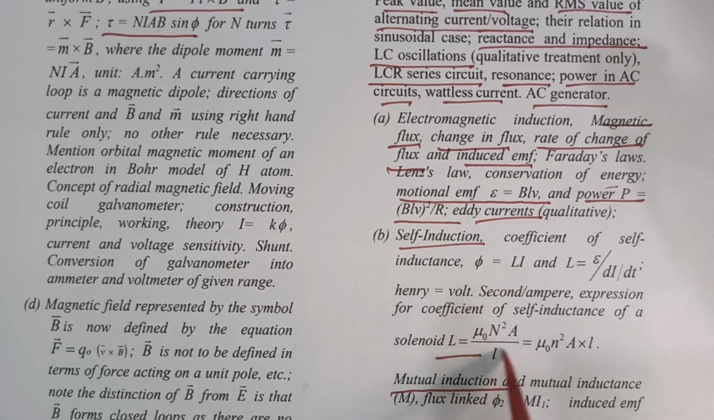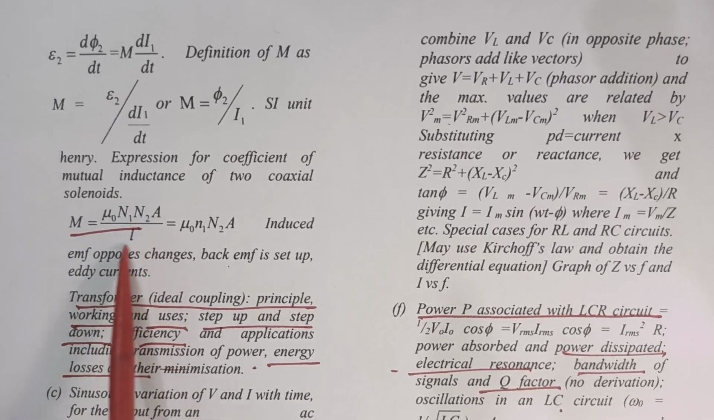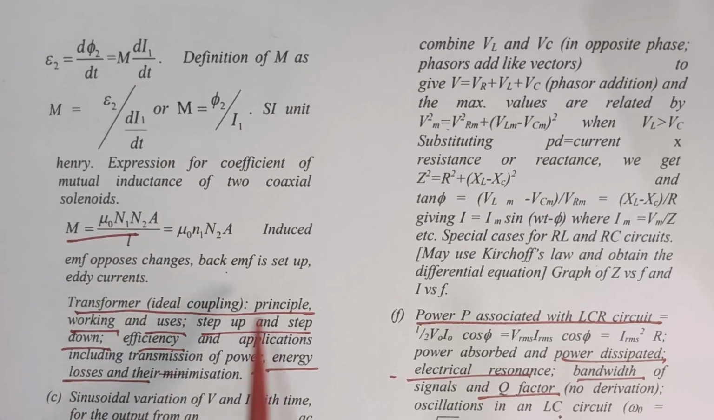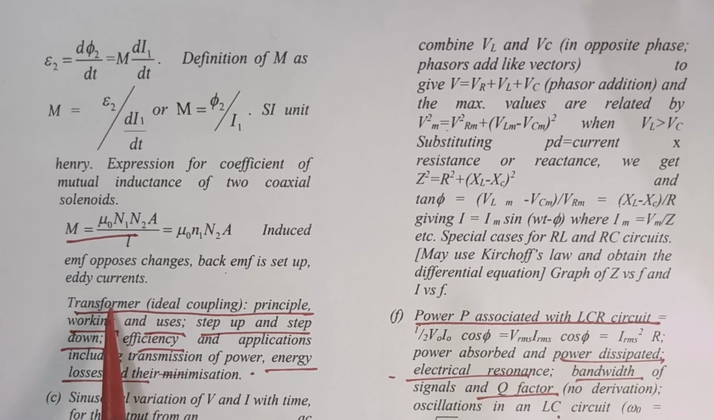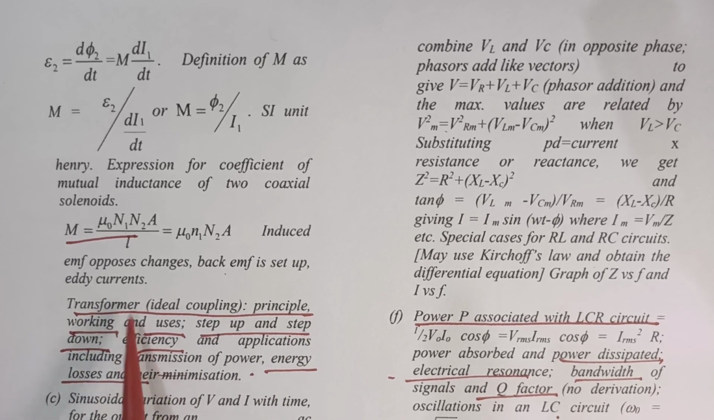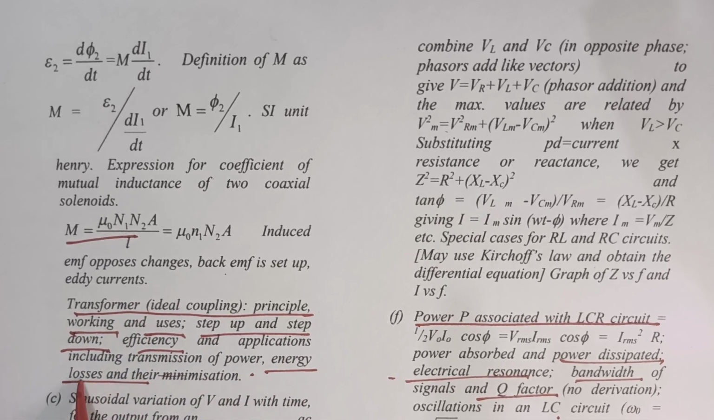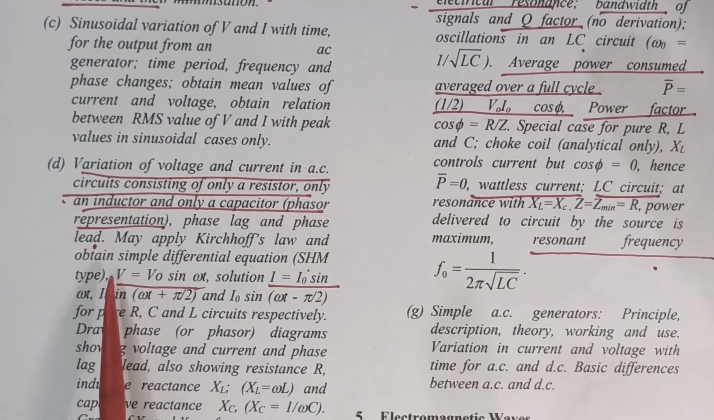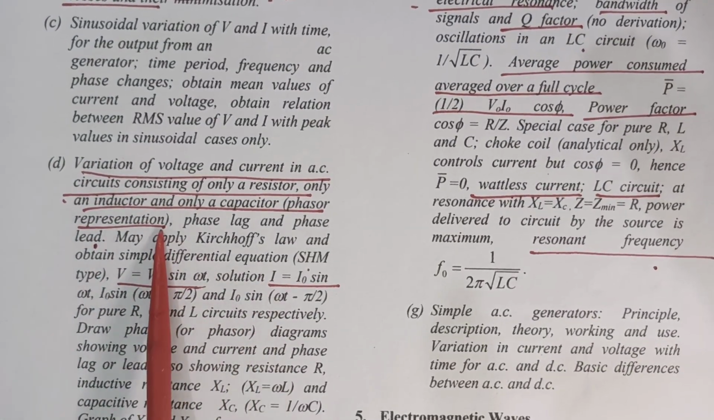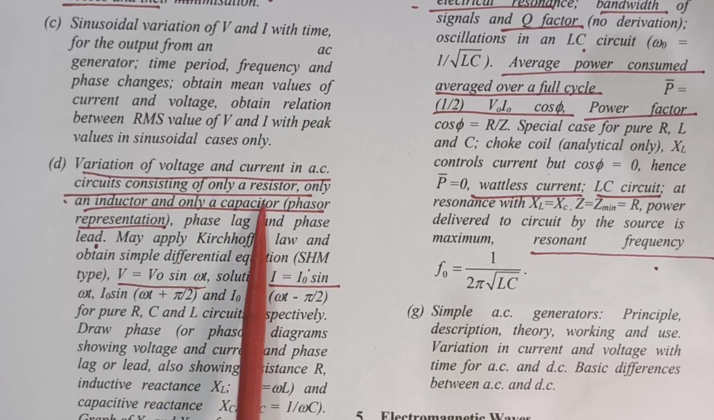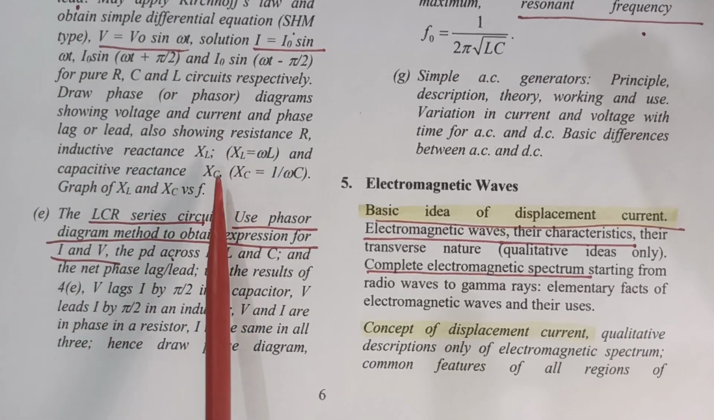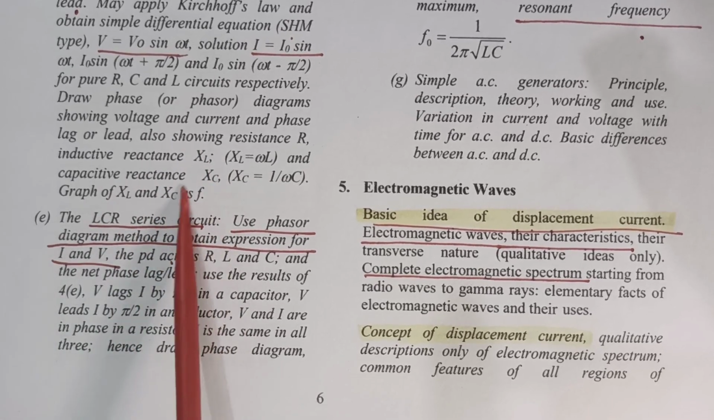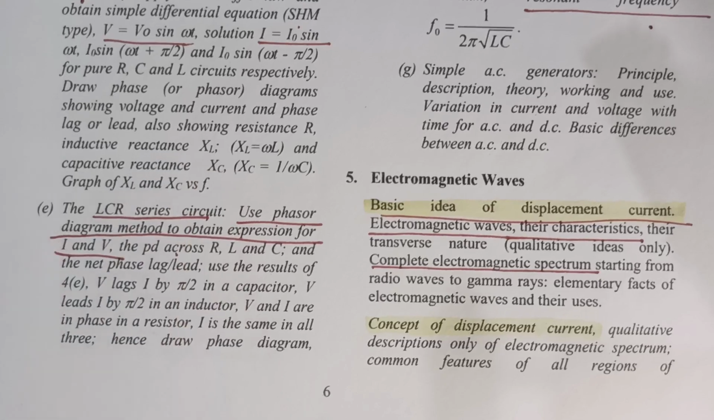Then self-inductance formula derivation, mutual inductance formula derivation for an infinitely long solenoid, and the transformer: its principle, working, uses, step up, step down, efficiency of the transformer, and energy losses and their prevention in the transformer. Then derivation of V and I for only capacitive circuit, only resistive circuit, and only inductive circuit. Reactance, inductive reactance and capacitive reactance and their variation with frequency. This is very, very important.